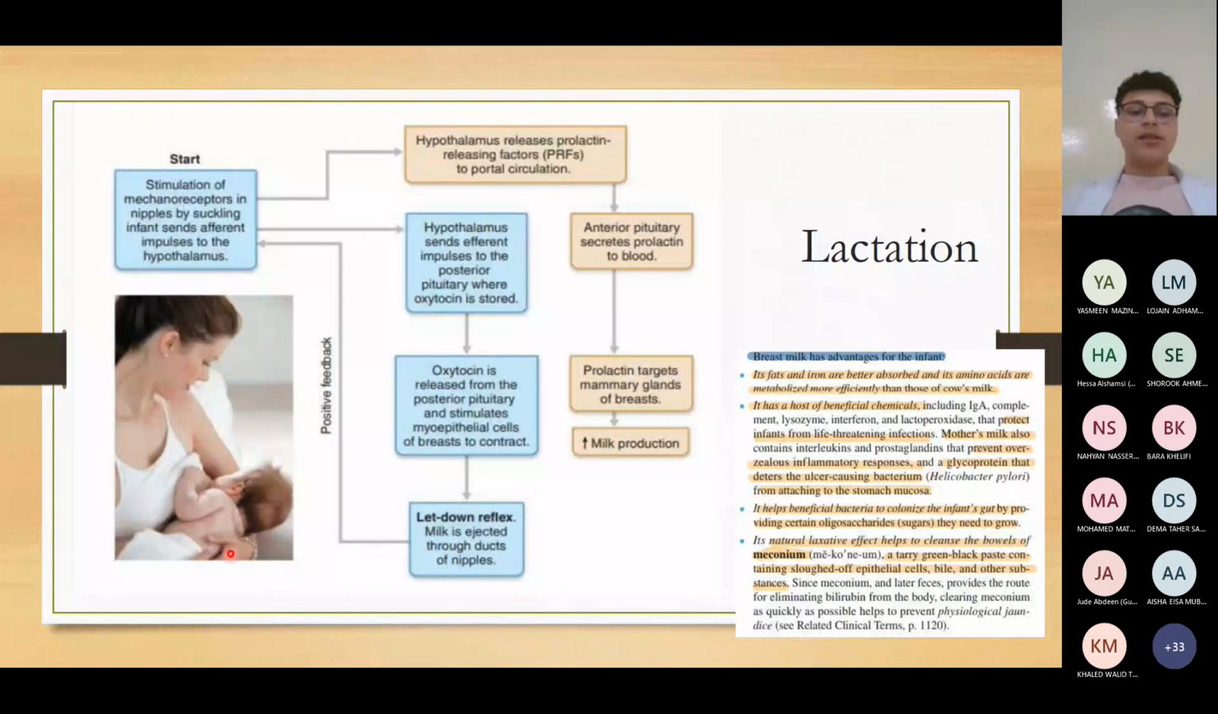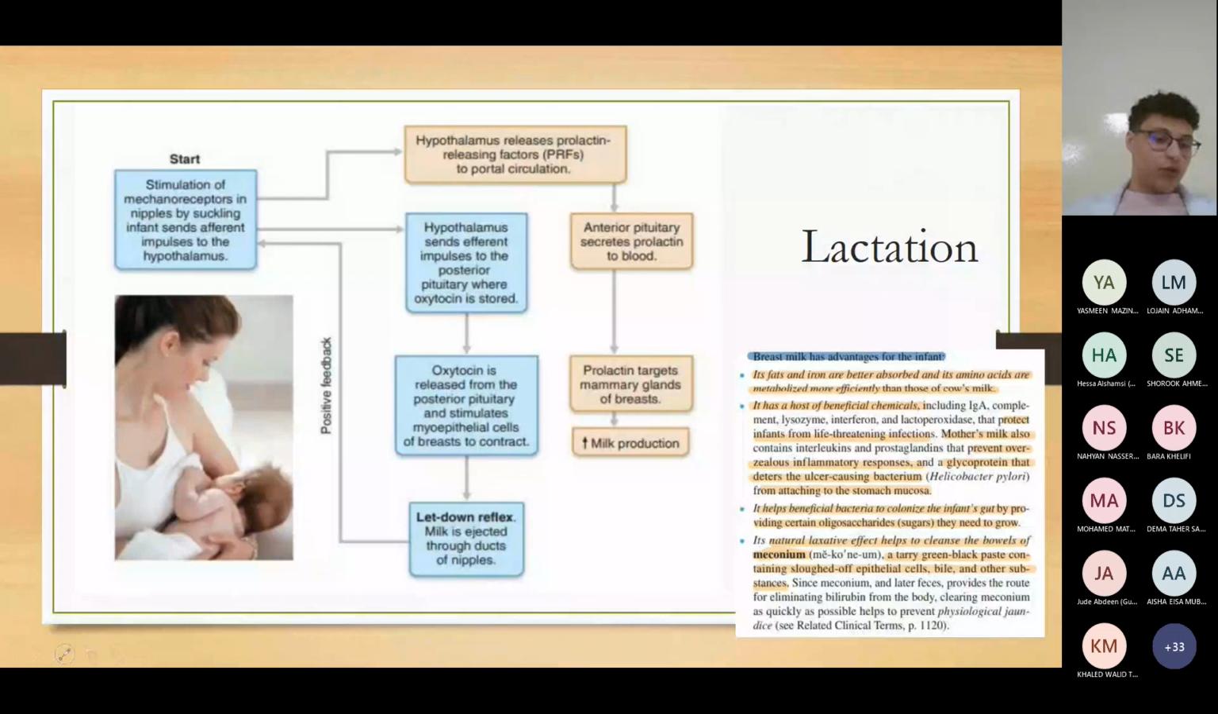So the baby, as you can see here, to start the whole process, will start suckling on the nipple, okay? The suckling on the nipple is going to start many processes, okay? First of all, this stimulation is going to be sent to the hypothalamus.